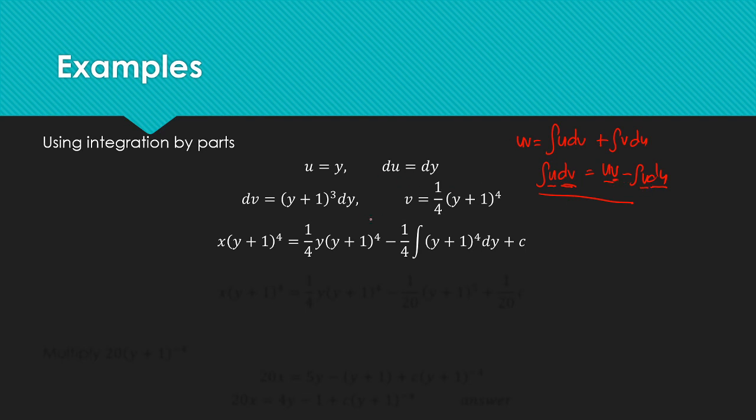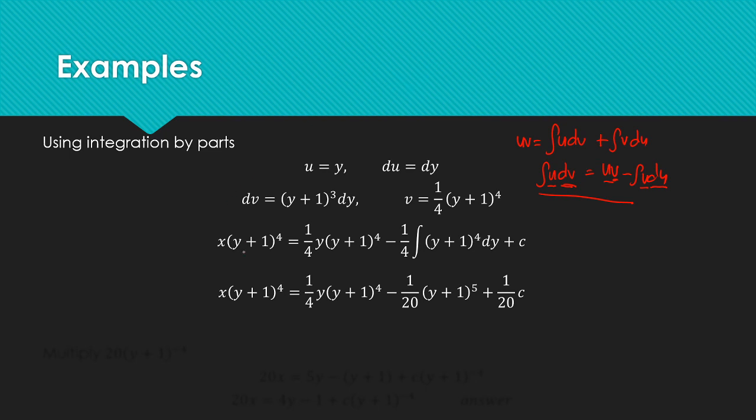So u times v, that's y times v. So that is equal to 1 over 4 y times y plus 1 raised to the 4th power minus the integral of v du. Ang v mo is, ito, 1/4 y plus 1 raised to the 4th power. Ito yon. Tapos, times du. Ang du mo ay dy. So, times dy. So, nilabas natin yung 1/4 plus c. So, ito yung kinalabasan. We can now integrate.